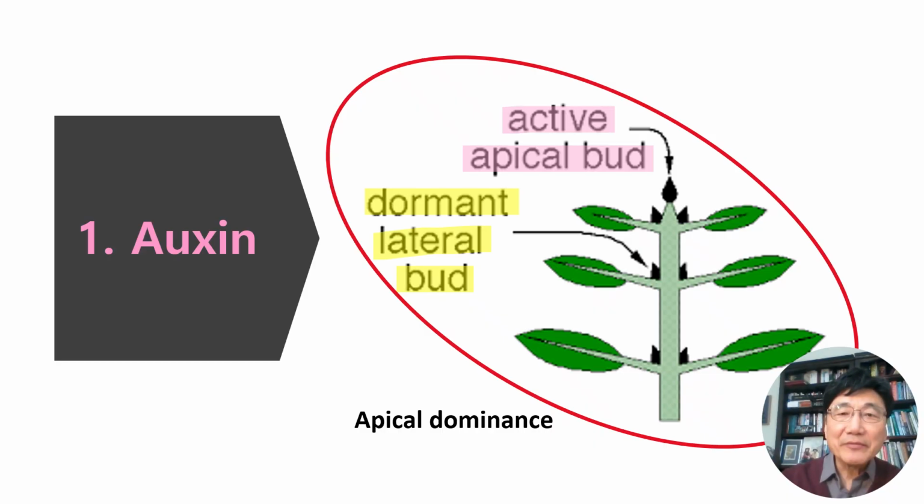Let's learn more about auxin hormones. There are two types of bud in a stem: apical bud and lateral bud. The apical bud is active, but lateral buds are dormant, and it's the influence of auxin hormone that maintains this state.